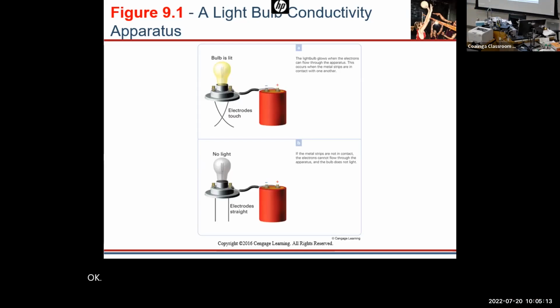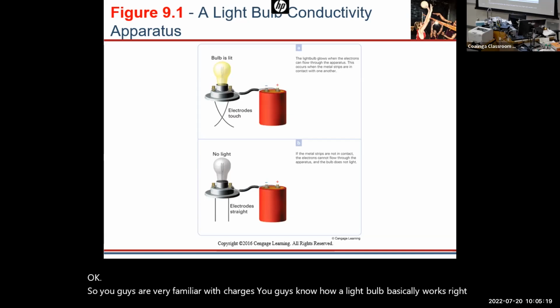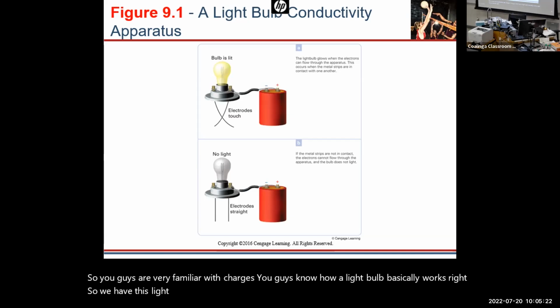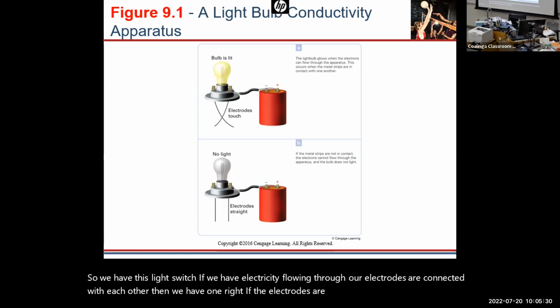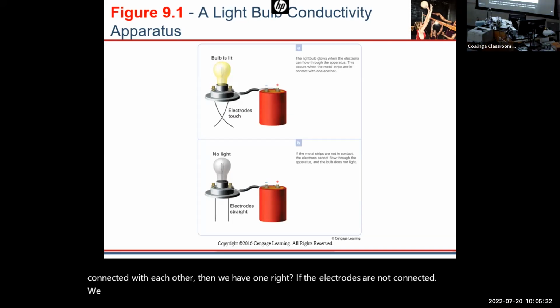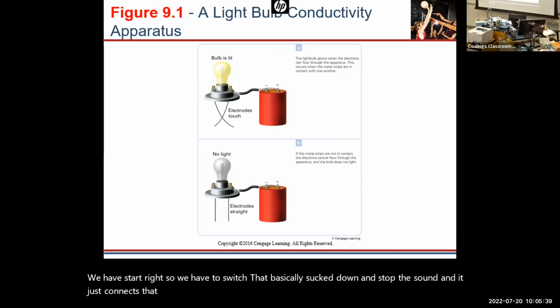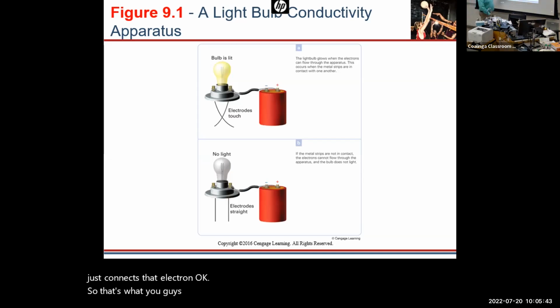So, you guys are very familiar with charges. You guys know how a light bulb basically works, right? So we have this light switch. If we have electricity flowing, if our electrodes are connected with each other, then we have light, right? If the electrodes are not connected, we have dark, right? So we have the switch that goes up, goes down, and it just connects that electron. So that's what you guys are seeing here. The electrode is connected.